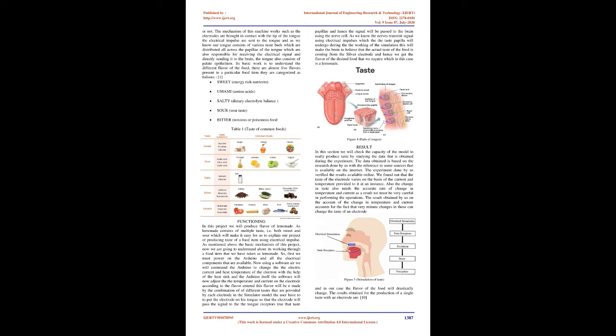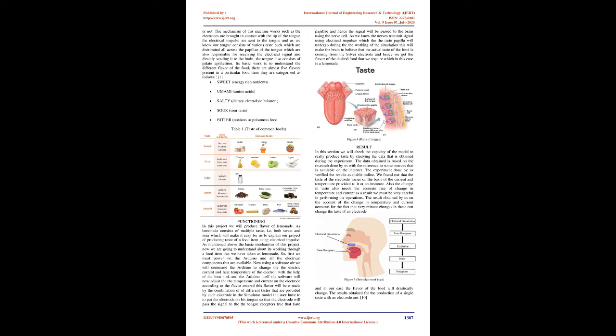The mechanism of this machine works as follows: the electrodes are brought in contact with the tip of the tongue, and electrical impulses are sent to the tongue. As we know, our tongue consists of various taste buds which are distributed all across the papillae of the tongue, which are also responsible for receiving the electrical signal and directly sending it to the brain. The tongue also consists of palate epithelium. Its basic work is to understand the different flavors of the food.